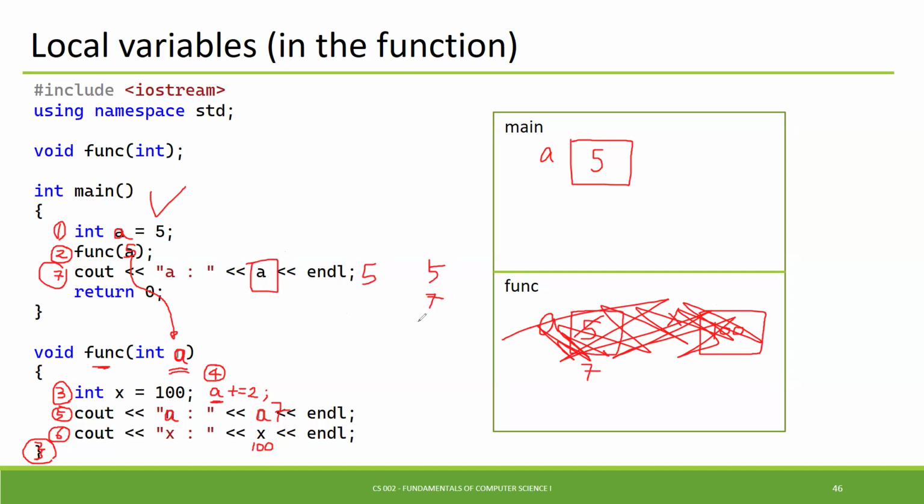So if you run this code, you will see 7, 100, 5. Is it okay? So it is important, even if the names are the same, they are totally different. Okay?